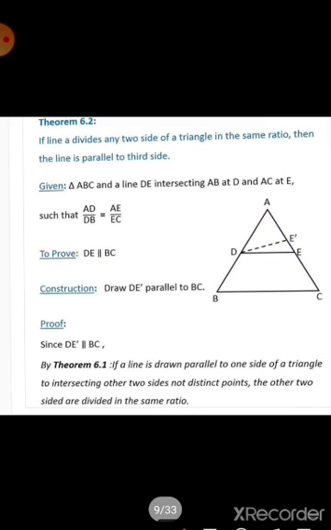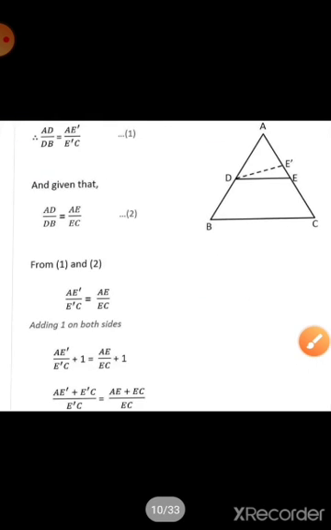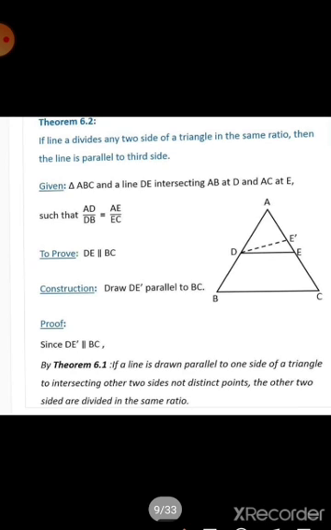To prove that, first let us think that DE is not parallel to BC. So there should be another line which is parallel to BC. Let us take that line as DE dash, parallel to BC. So by Thales theorem, if a line is parallel to one side of a triangle, it divides the other two sides in the same ratio. So what are the ratios here? AD by DB is equal to AE dash by E dash C. Now what is given in the question? It is given that AD by DB is equal to AE by EC.